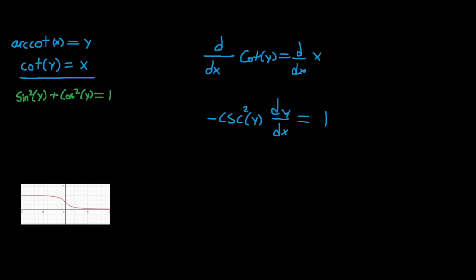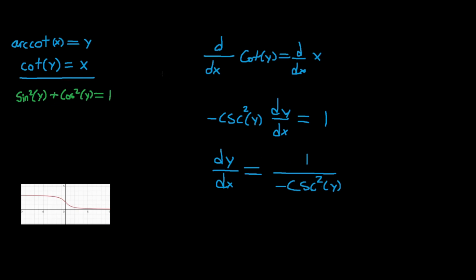And then what we're going to do is we want to isolate dy over dx. So I'm going to say dy over dx, and I'm going to divide both sides of this by negative cosecant squared of y. So that will give me 1 over negative cosecant squared of y. Okay, and then I want to write this negative cosecant squared of y in terms of x.